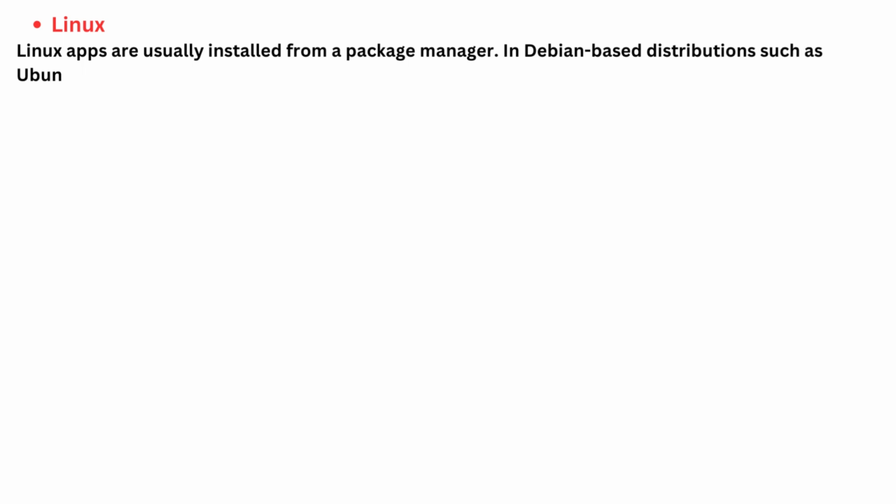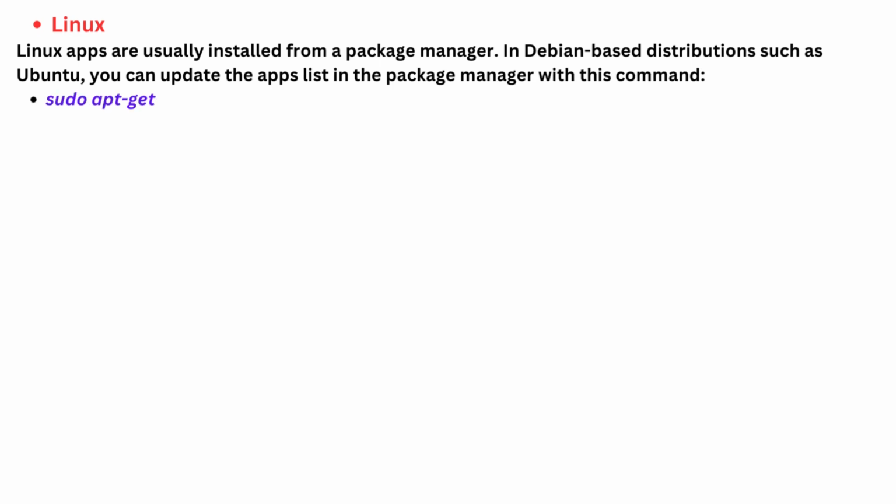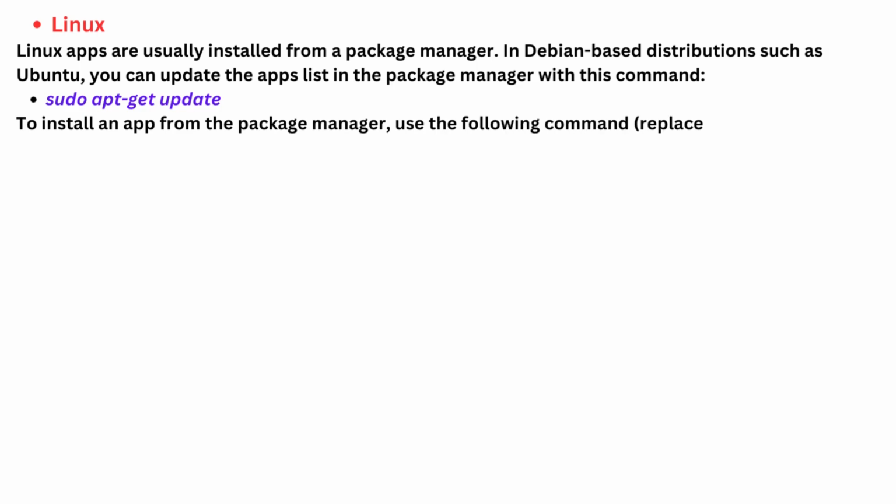Linux. Linux apps are usually installed from a package manager. In Debian-based distributions such as Ubuntu, you can update the apps list in the package manager with this command: sudo apt-get update. To install an app from the package manager, use the following command, replacing package name with the actual app: sudo apt-get install package name.